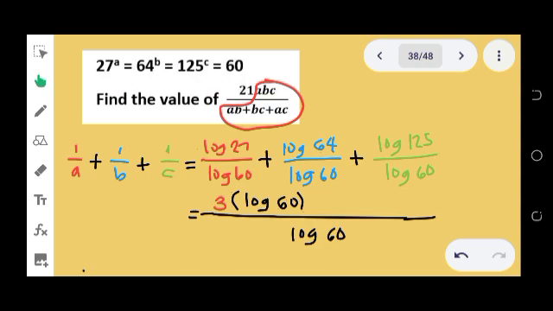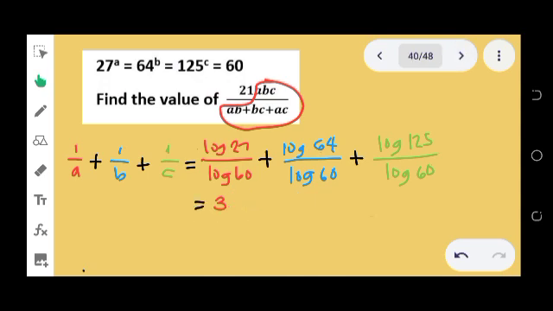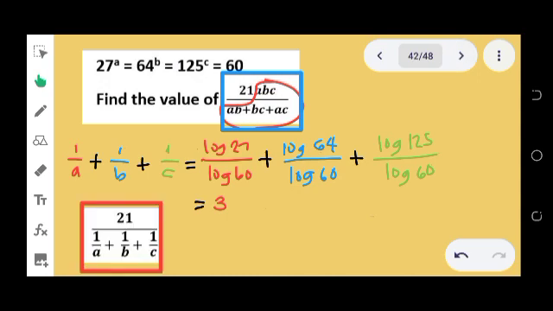Now, log 60 is in the numerator and it's also in the denominator. We can cancel them out. So we are left with 3. That means 1 over A plus 1 over B plus 1 over C is equal to 3. Now, this expression will in turn be equal to 21 over 3, and that gives us an answer of 7. And this is now our final answer, and the problem is solved.